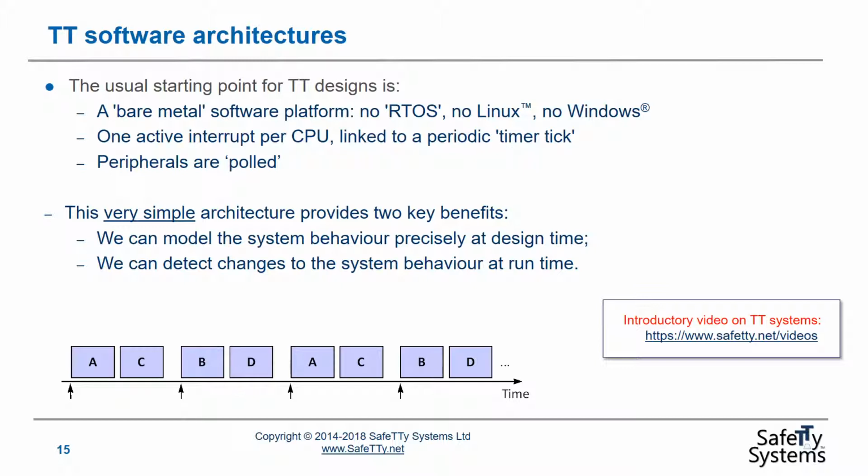This may sound like a very simple architecture, perhaps too simple if you're used to using a conventional RTOS and event-triggered systems. The key point of building our system in this way is that this very simple architecture provides two very significant benefits. We can model the system behavior precisely at design time, and we can detect changes to the system behavior at runtime. You'll find an introductory video on TT systems on our website at the URL shown, if you're interested in exploring this any further.